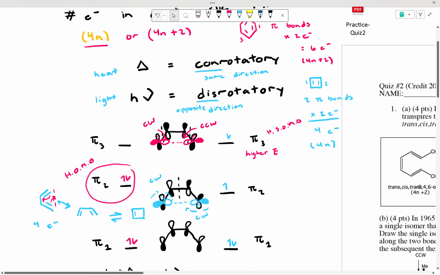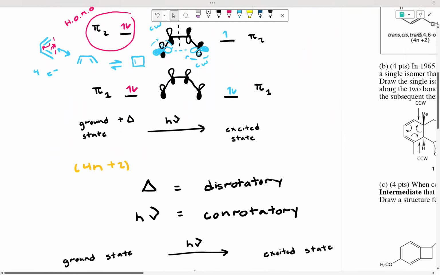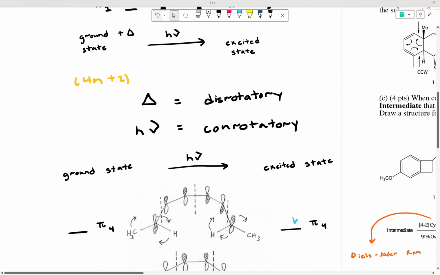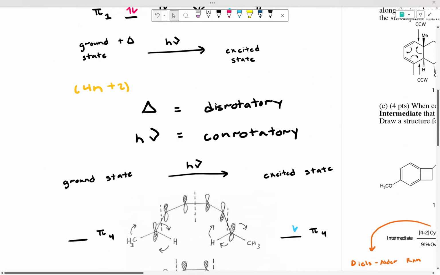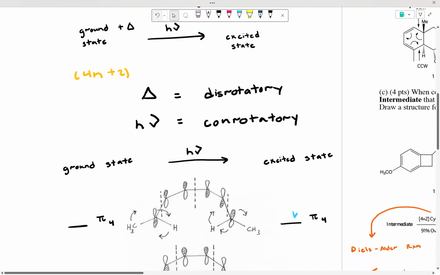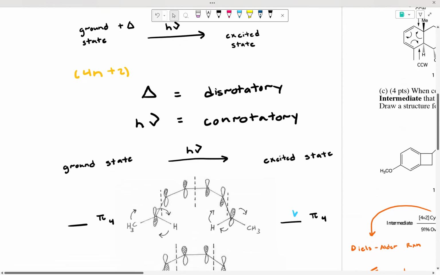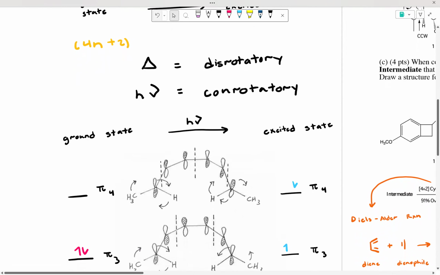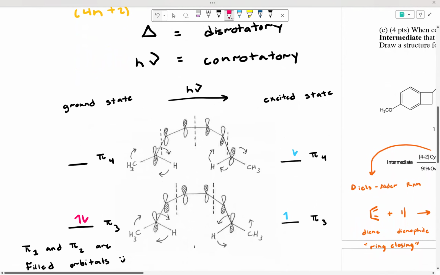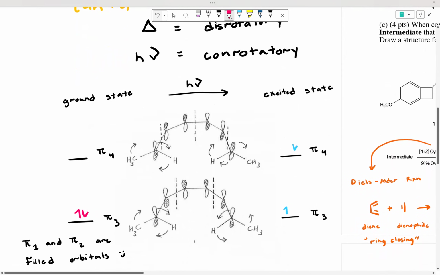And this description is the same for our 4n plus 2 pi system, except that the type of rotation is inverse. For heat, you're going to rotate disrotatory, and for light, you're going to rotate conrotatory. And the molecular orbital description is pretty much the same.